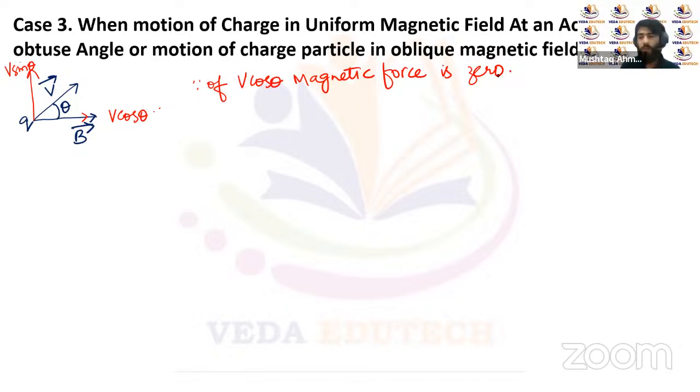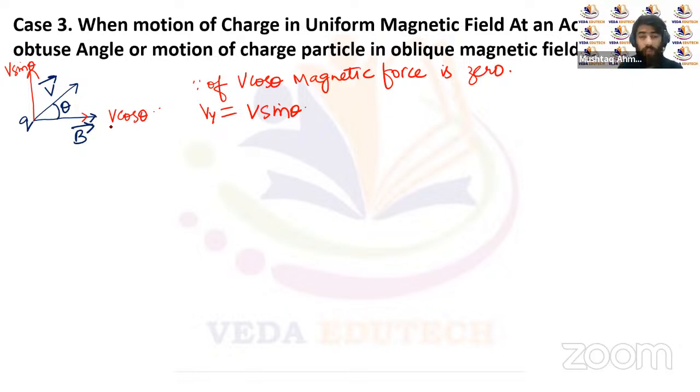The magnetic force will be only because of the vertical component, that's v sin theta. We can see that Vy is equal to v sin theta. Because of v sin theta, which is perpendicular to B, there will be a magnetic force. So the particle will try to move in a circular path, but apart from that there is also the v cos theta component, so it will also move horizontally.